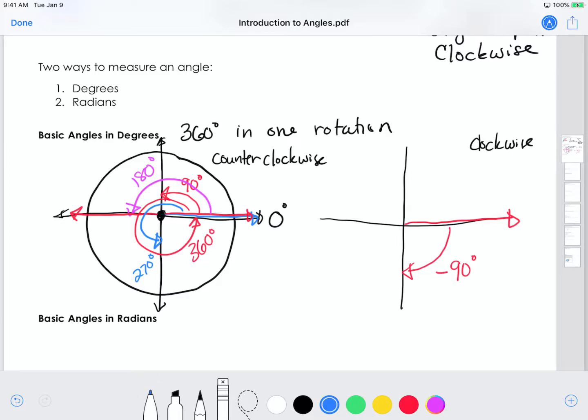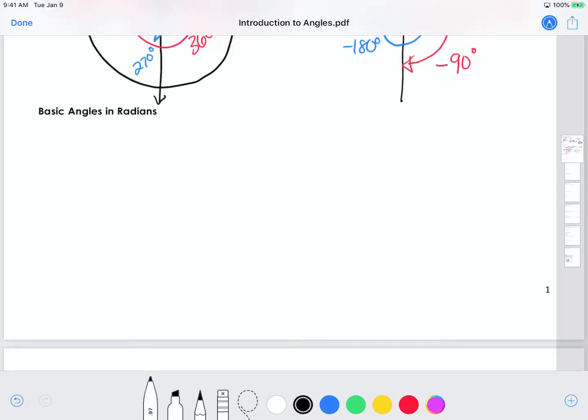So if I started on the positive x-axis and swung all the way open to the negative x-axis, that would be negative 180 degrees, because it's 180 degrees, but I'm swinging clockwise. I could follow all those same angles, but if I open in the other direction, they would be considered negative.